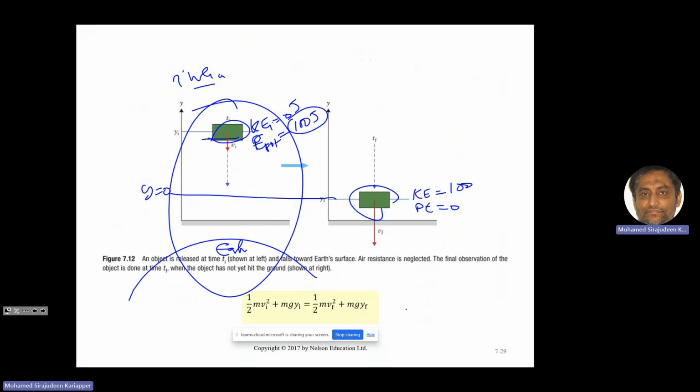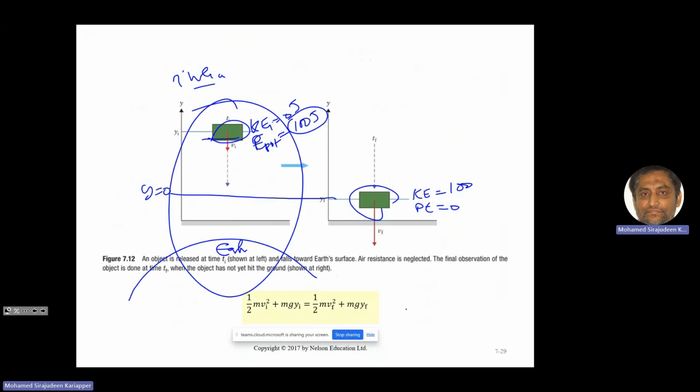Would they be in opposite signs? Kinetic energy is always positive. It can never be negative, because what is the equation? Half m speed squared. Speed is always a magnitude, so it is positive.